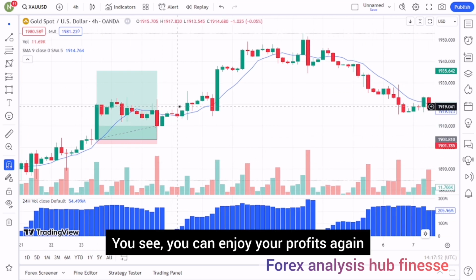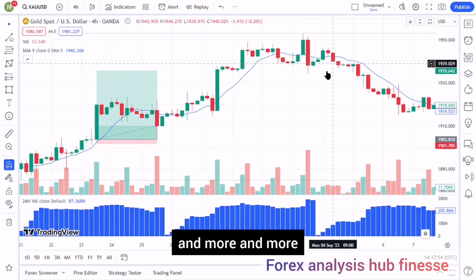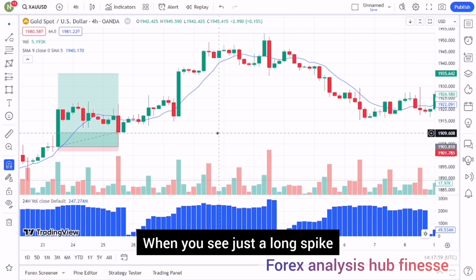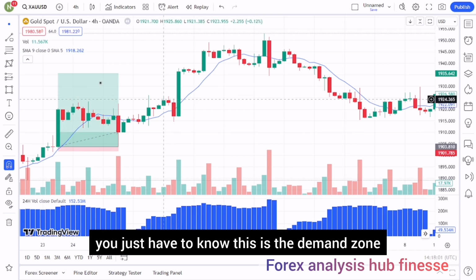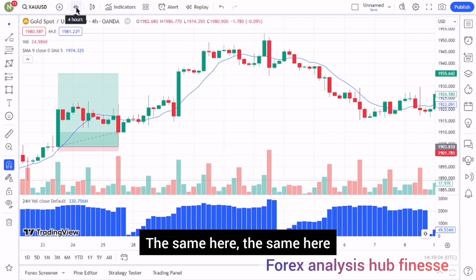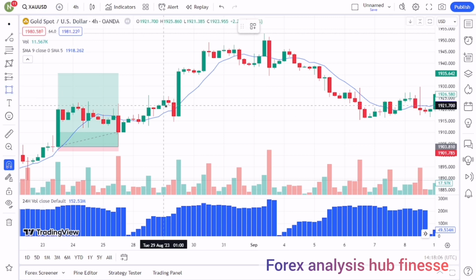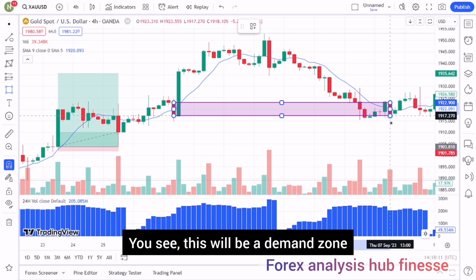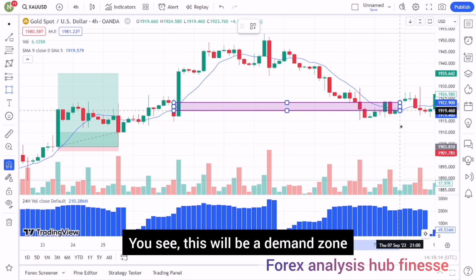You see, you can enjoy your profits again, and more. And we can use it many times. When you see a long spike, you just have to know this is the demand zone. The same here. After this long spike, this will be a demand zone. You see, this will be a demand zone.